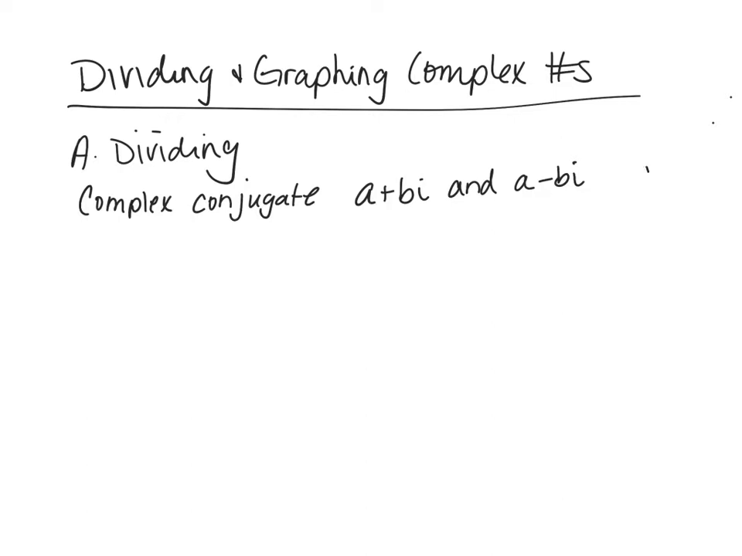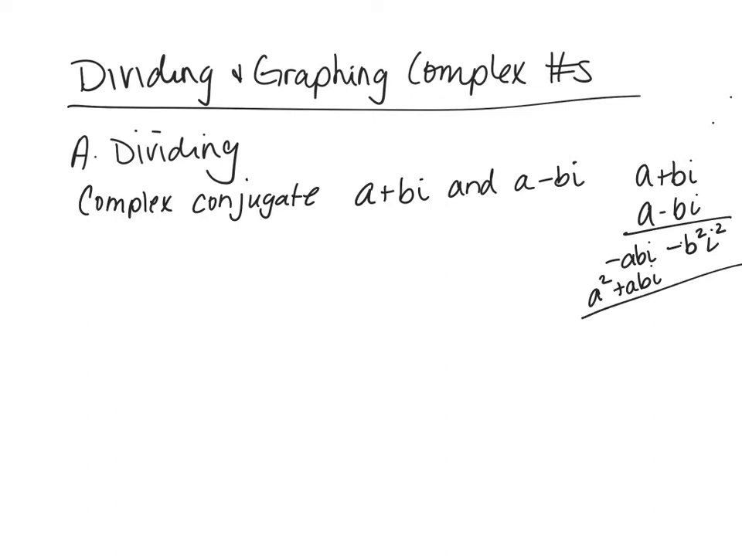And what happens when I multiply a plus bi times a minus bi is I get negative b squared i squared, and I get negative abi, and I get positive abi, and I get a squared. And so what happens is I end up with a squared plus b squared, because remember, i squared equals negative 1. And so now this is real. And that's the important part, because we cannot have imaginary numbers in a denominator.